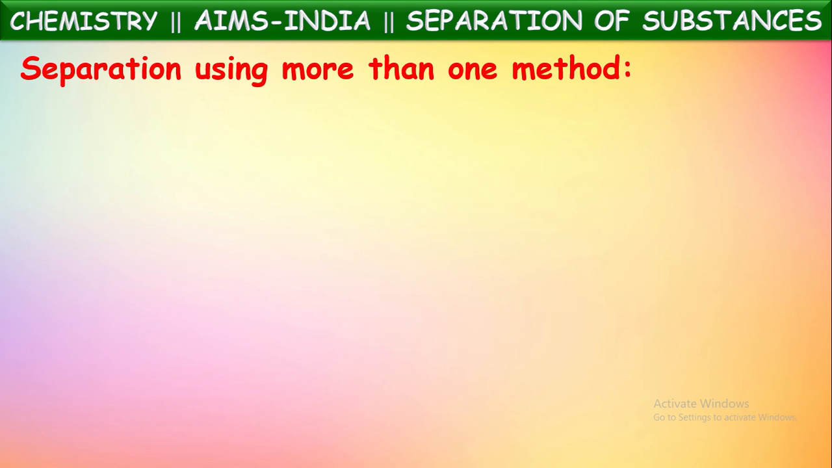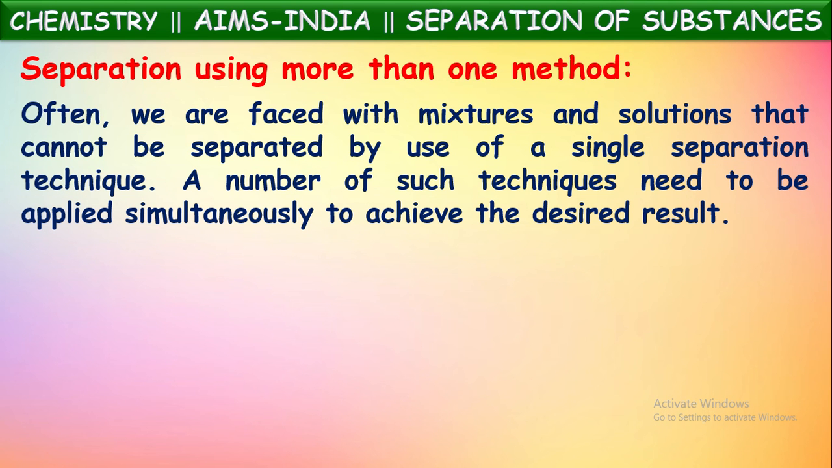Next, separation using more than one method. Till now we have seen separation of a mixture of two or more substances by using a single technique. But sometimes we are faced with mixtures and solutions that cannot be separated by the use of a single separation technique. A number of such techniques need to be applied simultaneously to achieve the desired result. Okay, for the separation of certain mixtures, we often need to use more than one kind of separation technique.